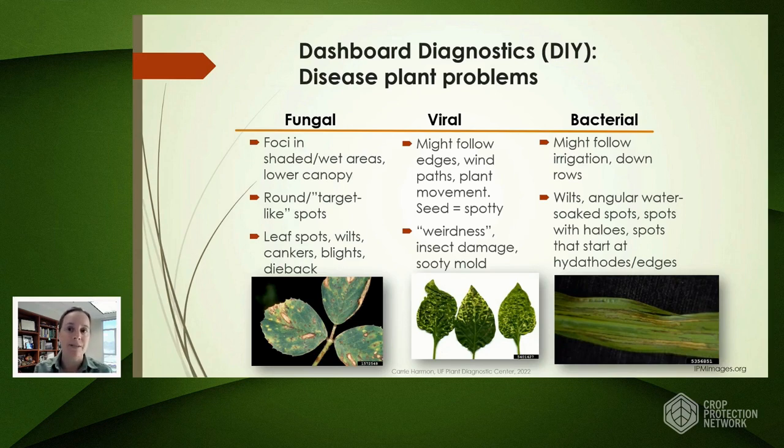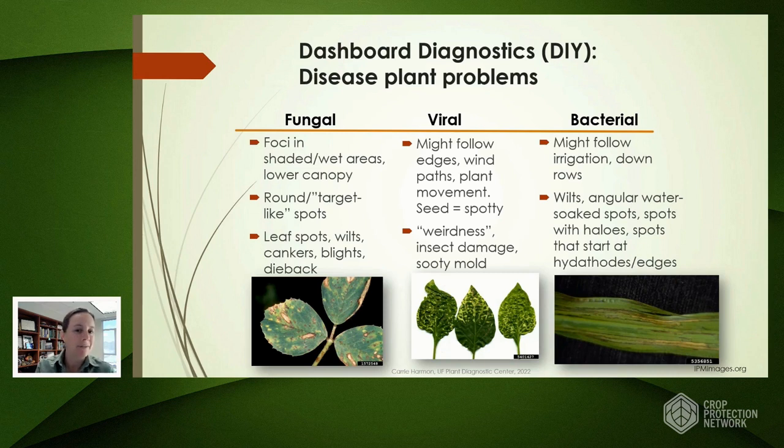Fungi are bullies. Here's a clue for how to look for what those symptoms are going to be, because they can punch through major leaf veins. They're less restricted in their growth, and so they're going to create round, target-like spots. They can also create tough structures that survive in soil and can be transported from one field to another from the soil on truck tires or tractors.